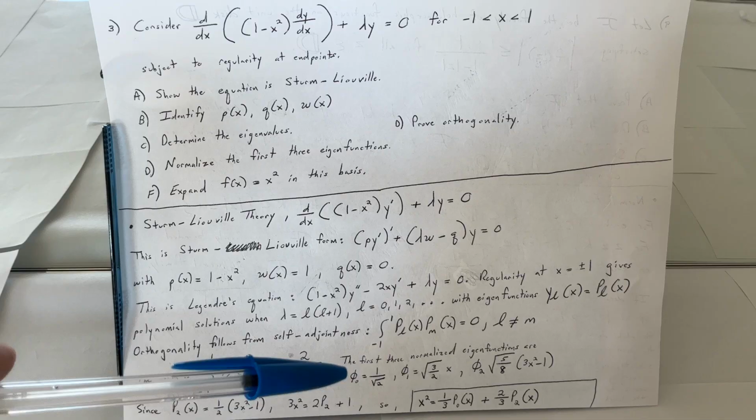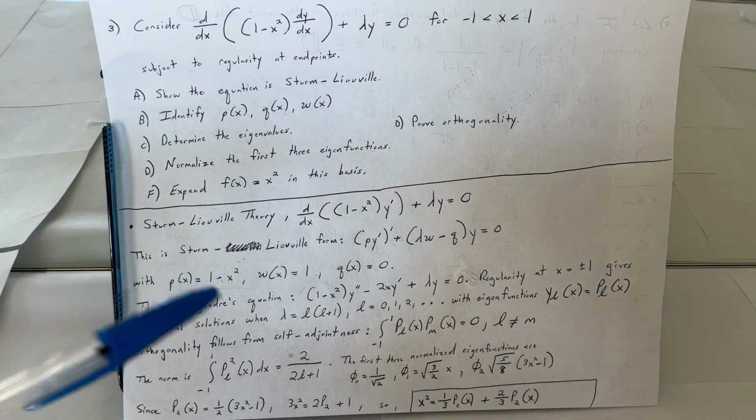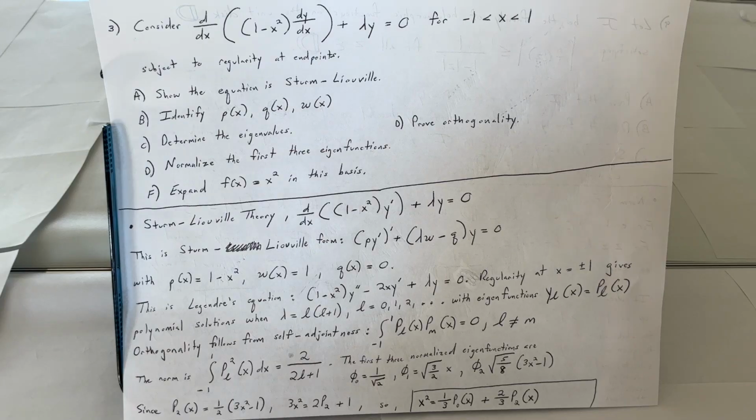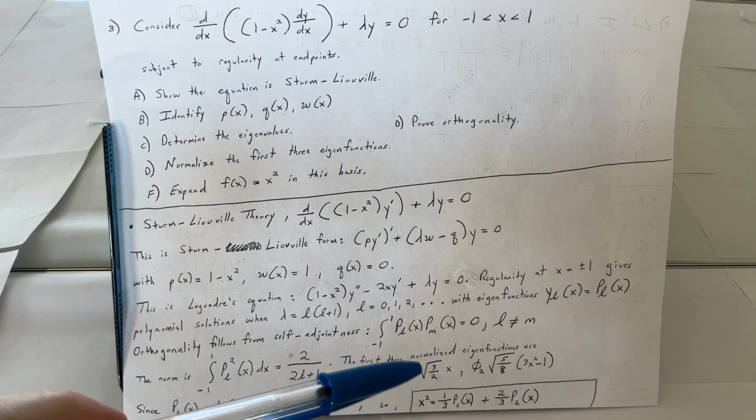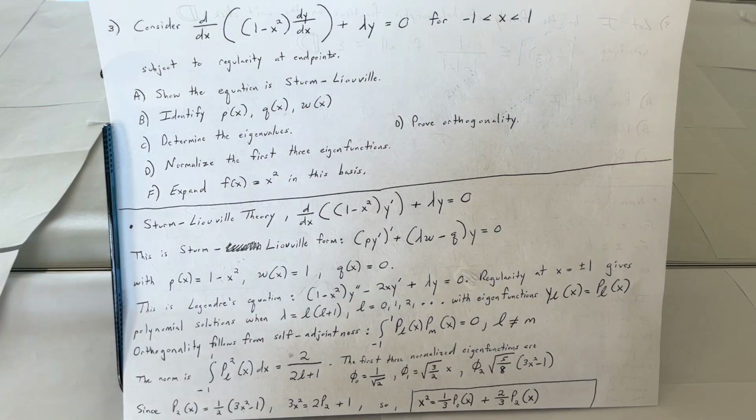And the first three normalized eigenfunctions are: phi naught equals 1 over square root of 2. Phi sub 1 equals square root of 3 over 2 times x. And phi sub 2 equals square root of 5 over 8 times the quantity 3x squared minus 1.